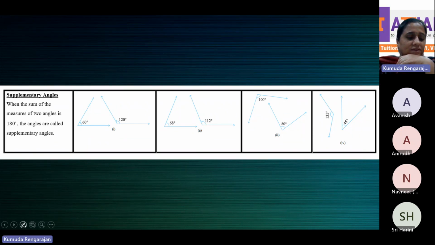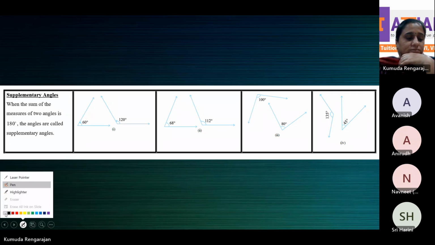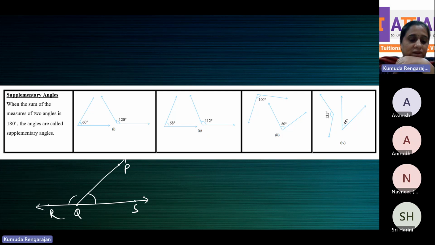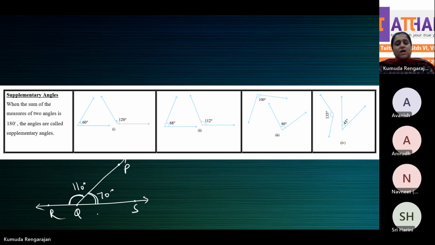Now you can also have angles like this with the same vertex. Supposing, okay, so you can see one angle is here and this angle. Supposing this angle is 110 degrees and this angle is 70 degrees. 110 plus 70 is 180. Their sum is 180, so they are supplementary angles.